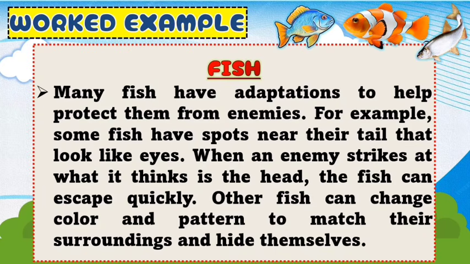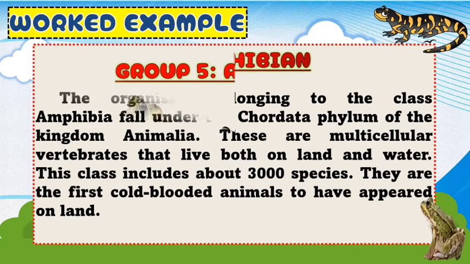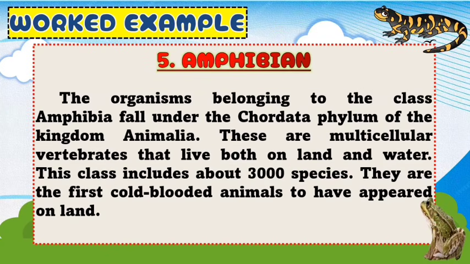Group 5. Amphibian. The organisms belonging to the class Amphibia fall under the Chordata phylum of the kingdom Animalia. These are multicellular vertebrates that live both on land and in water. This class includes about 3,000 species. They are the first cold-blooded animals to have appeared on land.